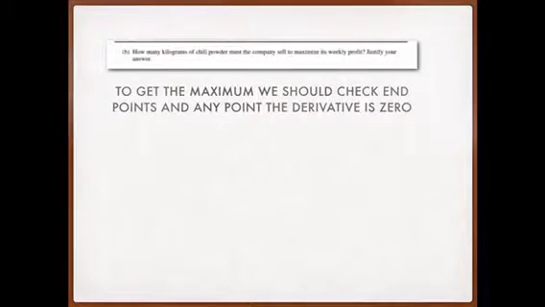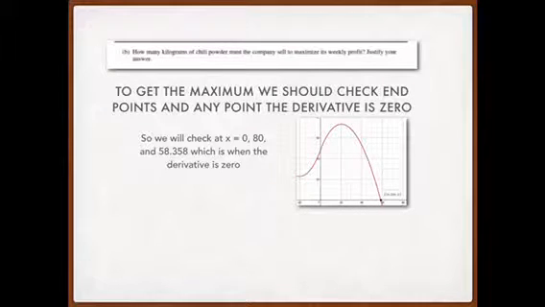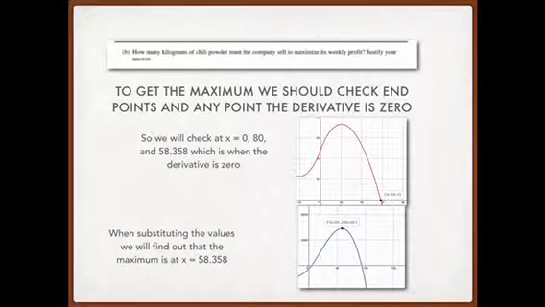Justify answer. For this question, we need to check our maxima. So we get the endpoints and any zeros in the derivative. The endpoints are at 0 and 80, and the derivative is equal to 0 at 58.358. And we can see that from the graph of the derivative. And now we can input these values or just graph them to see where we get a higher value, and we get the highest value at 58.358, and so this is the maximum.